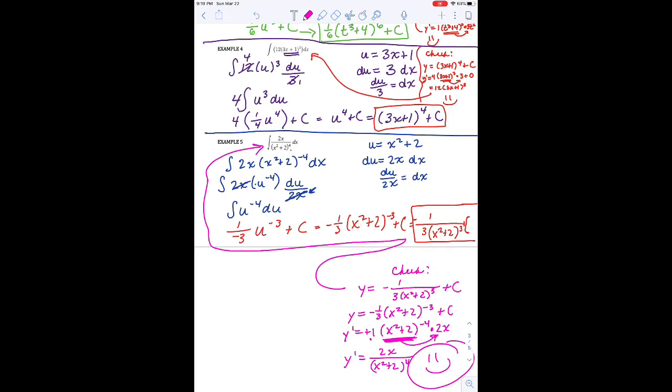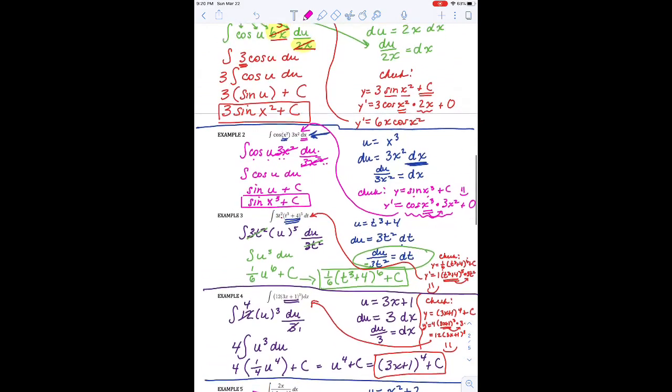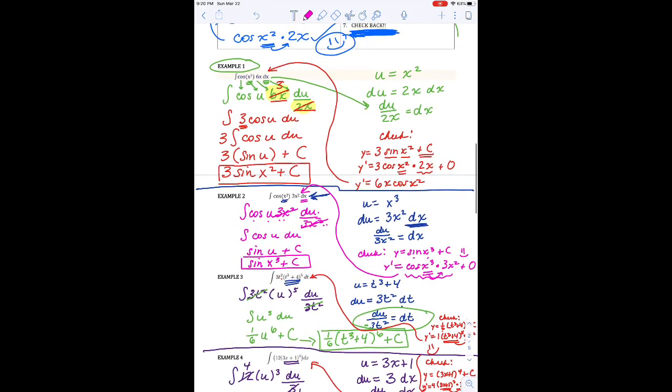All right, so that was u substitution. Lots of examples there, all with a little bit of a different spin on them. When we go to do the problem set, that's where you're going to start to see little changes here and there, but a lot of them, it's the same process.